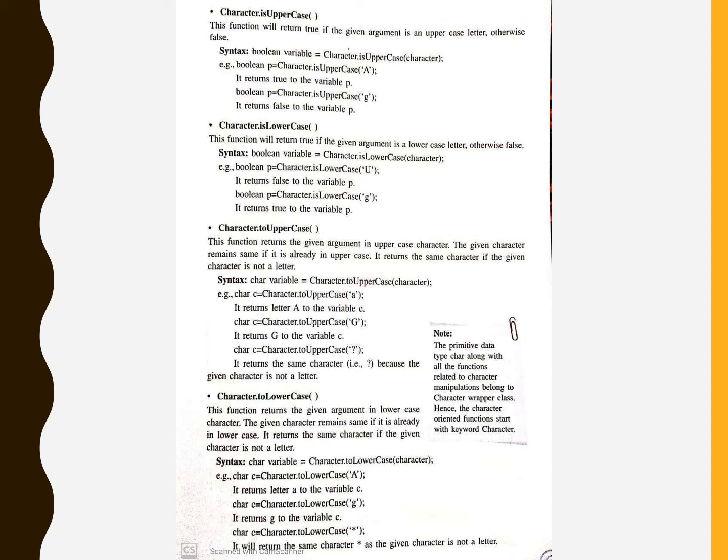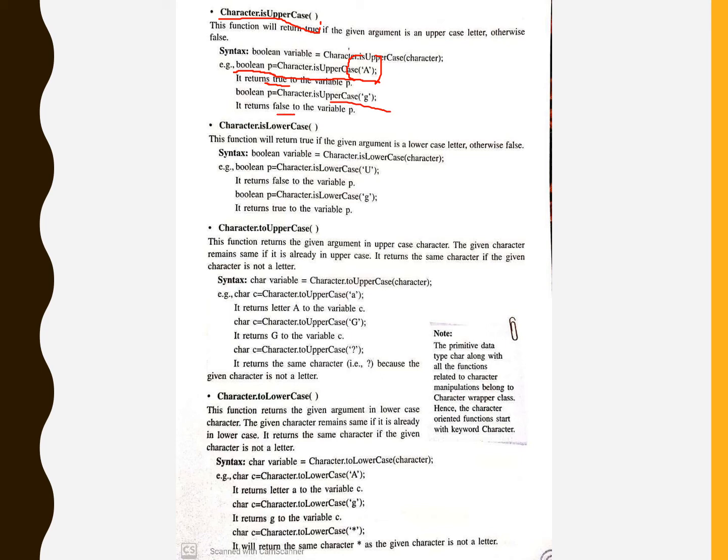Next function is Character.isUpperCase. It checks whether the entered character is in uppercase or not. If in uppercase, then it returns true, otherwise it returns false. Means it also returns the boolean data type. Boolean p = Character.isUpperCase('A'). So A is in uppercase, so it will return true. Here G is in a small case, so it will return false.